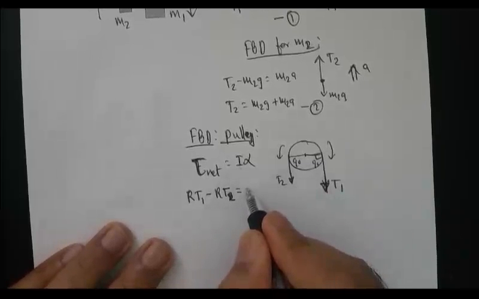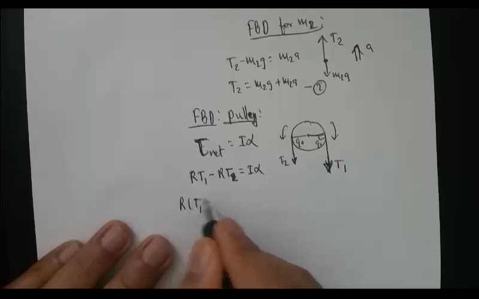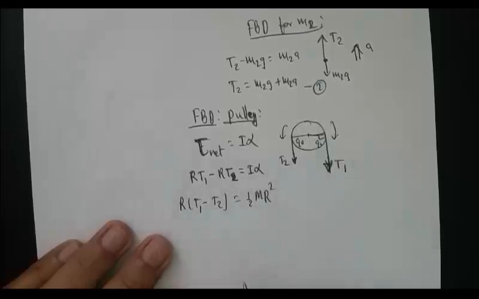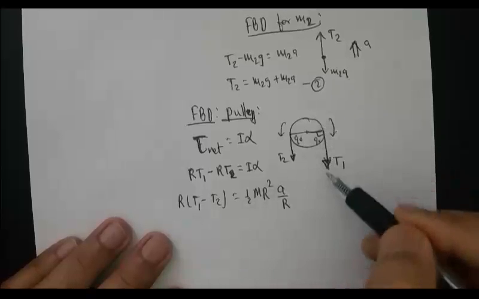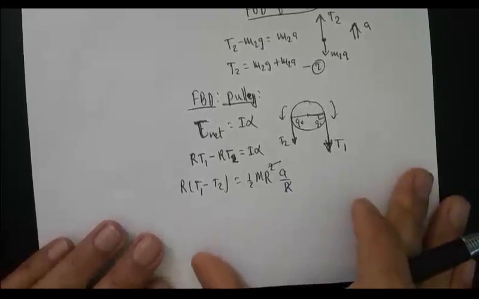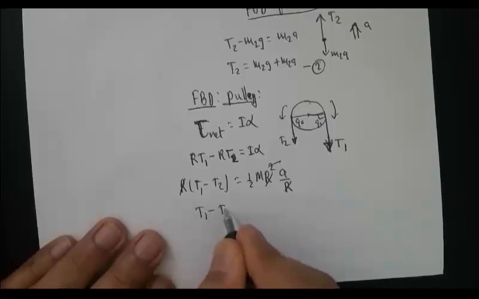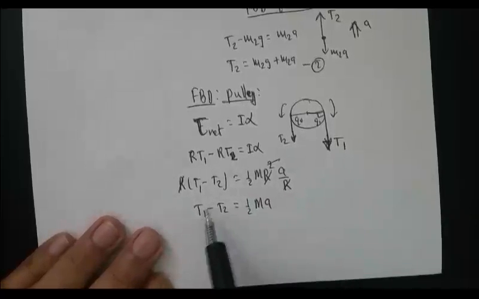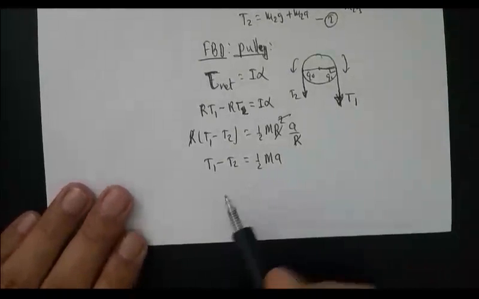So I is, again, let's write that down. R is a common factor, so T1 minus T2 is 1/2 M R squared, that's given for the pulley, a solid pulley, times A over R because the strings are attached to the circumference. And now the radius is gone. So T1 minus T2 is 1/2 M times A. Now you have to eliminate both tensions T1 and T2 using equations number 1 and 2, and then you're done. You can solve for acceleration.